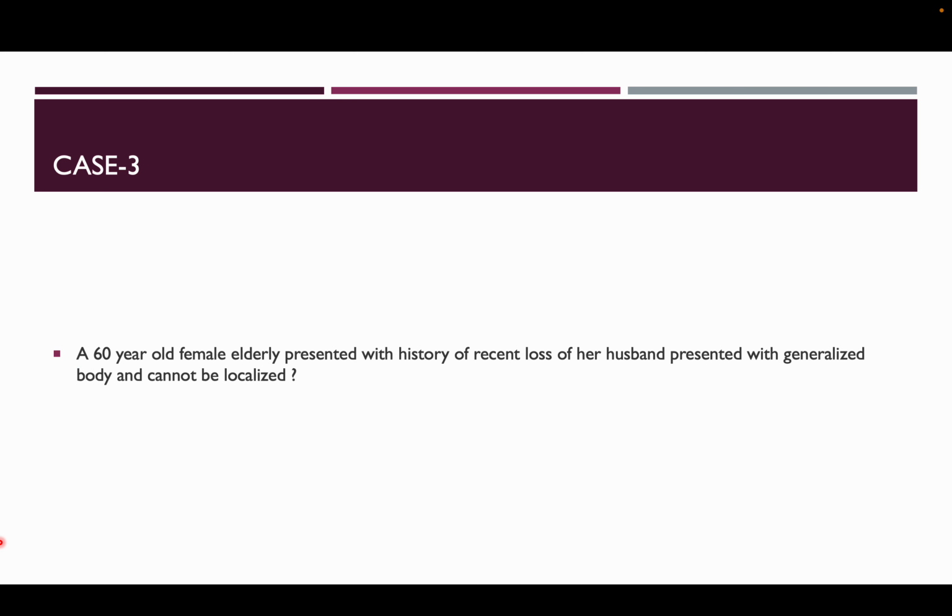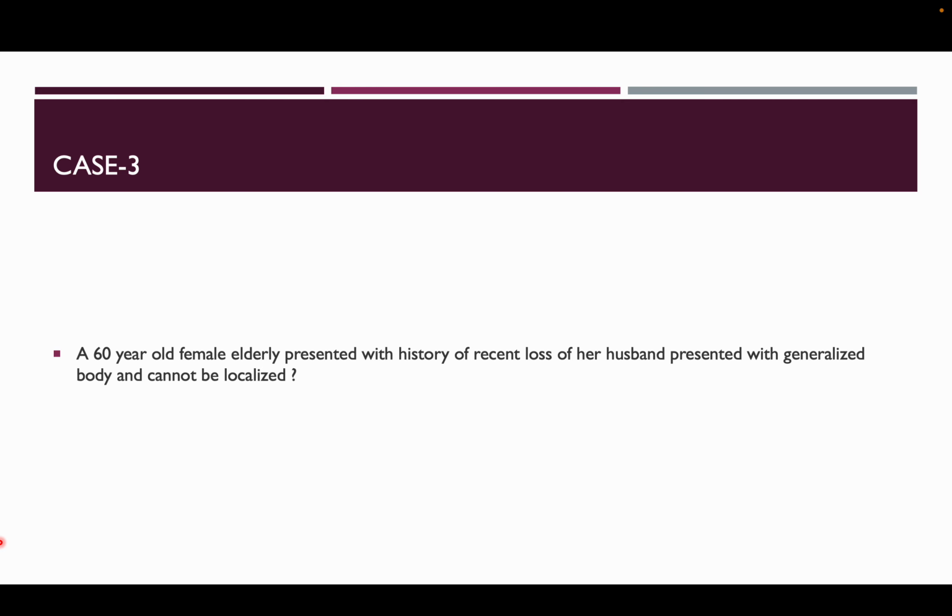So this is case 3. A 60-year-old elderly female with a history of recent loss of her husband presents with generalized body pains that cannot be localized. When you are coming to a discussion about this patient, most of our female patients will come with generalized body pain. I am having pain in the shoulder, I am having pain in the hip, I am having pain everywhere in the body. So I'll give you a brief introduction before telling what this case is.